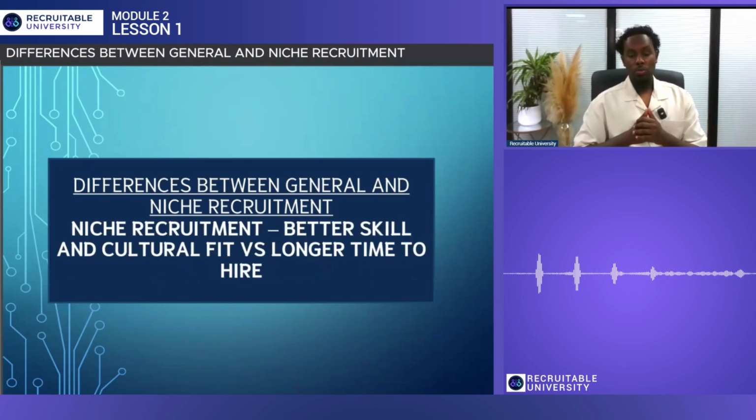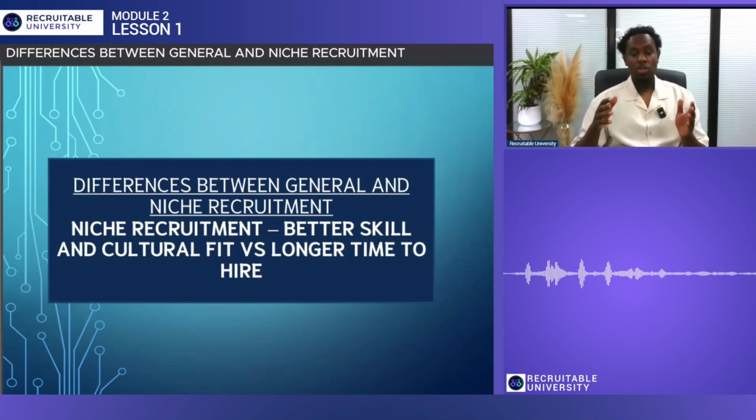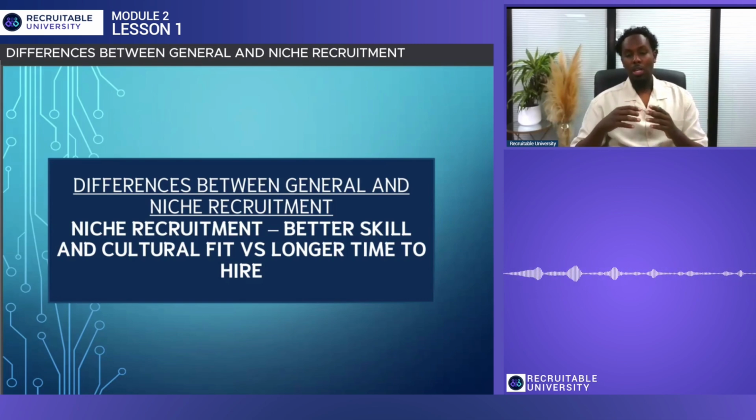So when it comes to niche recruitment, the candidates that you supply to your clients will be better skilled and a cultural fit. But finding those types of candidates is like, I was going to say finding a needle in a haystack, but it's more realistic than that. It's just that finding those types of candidates is going to take you a lot longer than in general recruitment. You know, finding a laborer versus finding a skilled nurse.